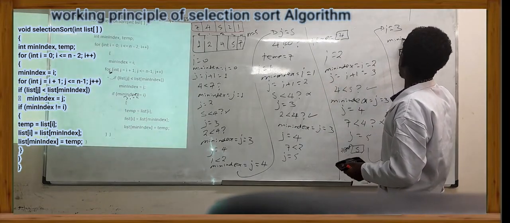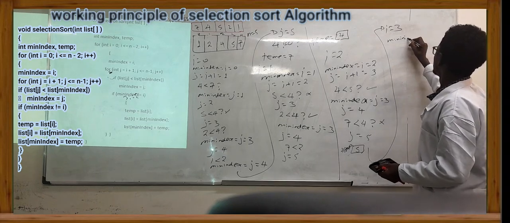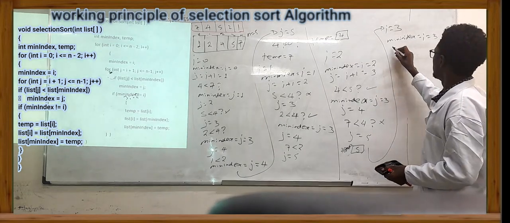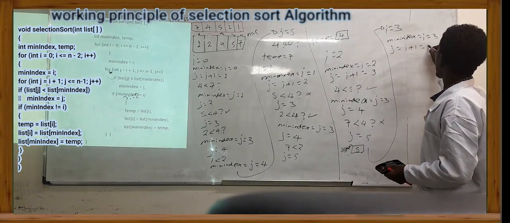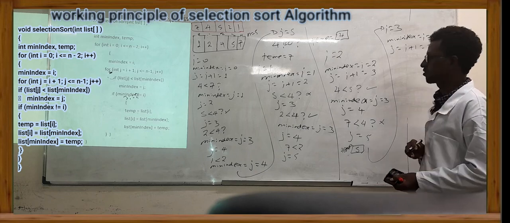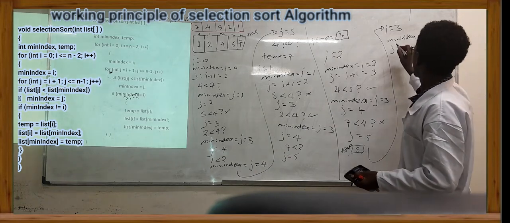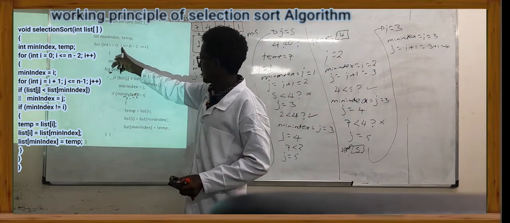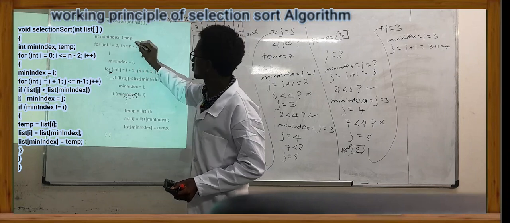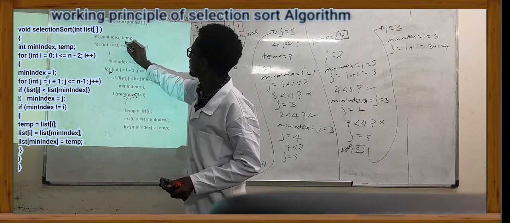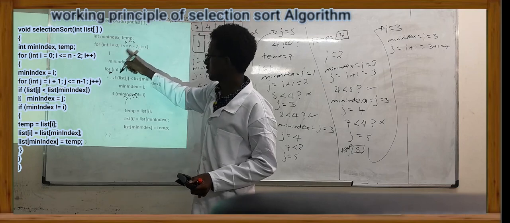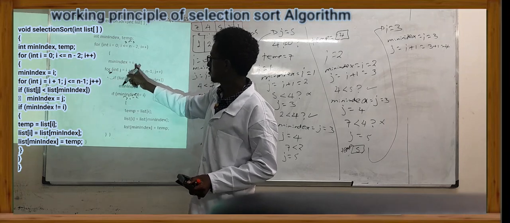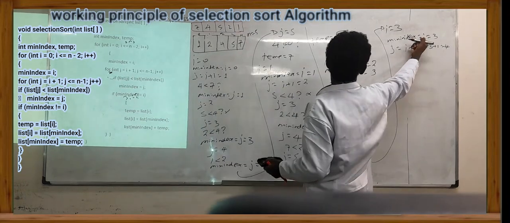Min index is equals to I is equals to 3. J is equals to I plus 1 is equals to 3 plus 1, which is 4. Then check what? The condition first. I is 3 less than or equal to n minus 2. N is what? 5 minus 2 is 3. 3 less than or equal to 3. True. Therefore, we can proceed to the next one. Min index is equals to I. That means min index is equals to 3.